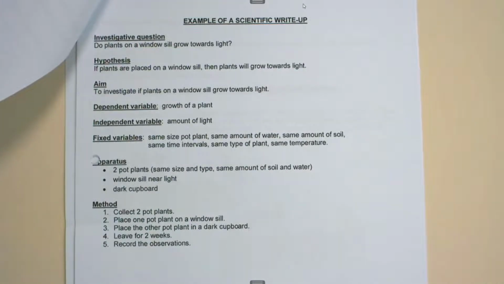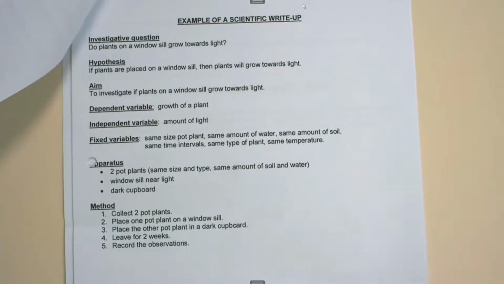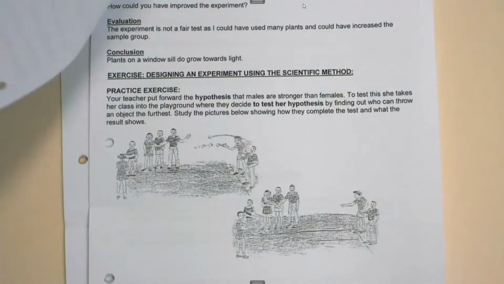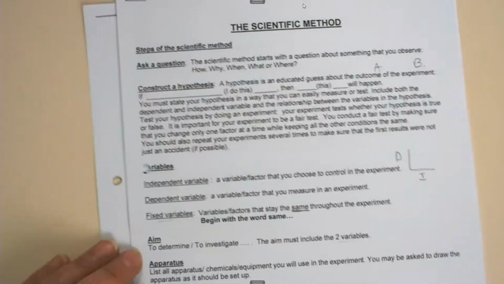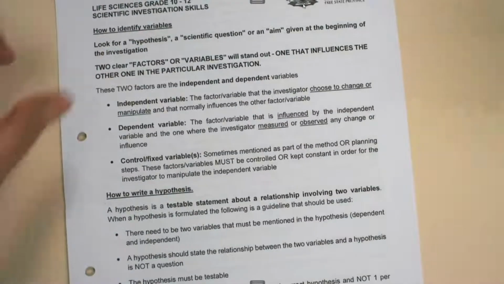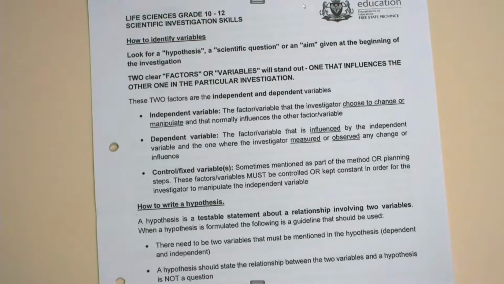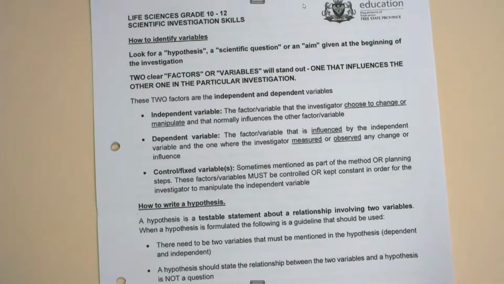Here are some examples. You can get them from your teacher. Practice, practice, practice. Practice makes perfect. This is available to you so that you can use it. We have talked about the independent and dependent variable, and then the fixed variables, the ones that you need to control.